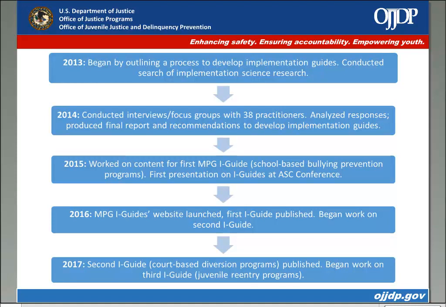And then almost immediately after that, we began work on the second I-Guide focused on juvenile diversion programs, which is what we're talking about today. And then once that was launched in June of 2017, again, we began work on the third I-Guide, which will focus on juvenile reentry programs, and that is tentatively scheduled for publication hopefully sometime this year.